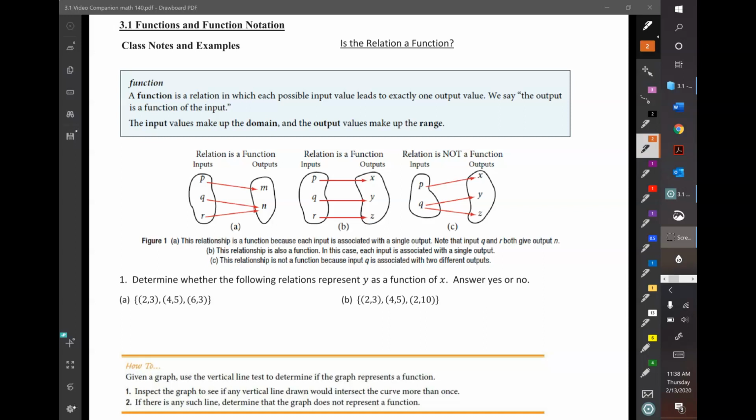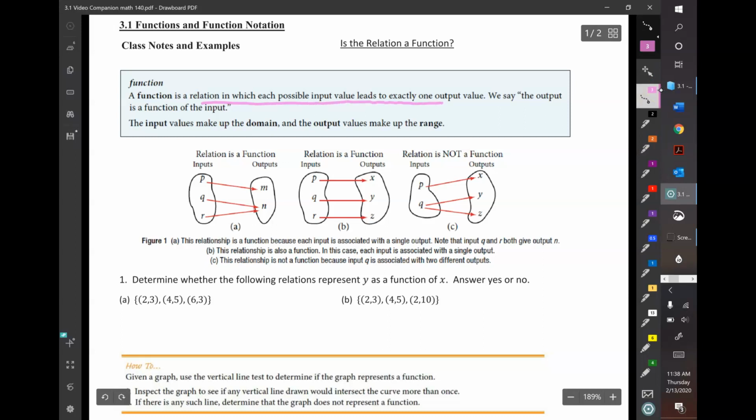So we have functions, and function notation is the relation of function. So a function is the relation in which each possible input leads to exactly one output. Okay, the output is a function of the input. So you're probably used to X being an input or independent variable and Y being the output or dependent variable. So the input is our domain. Typically, we've called it X, or it's what's on the X axis. Outputs make up the range. And a lot of times you've referenced that as Y.